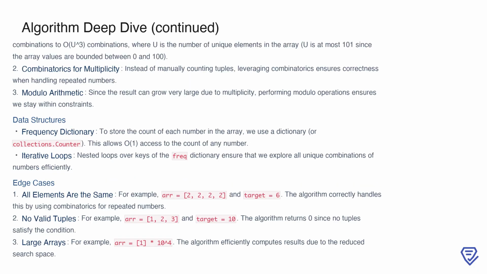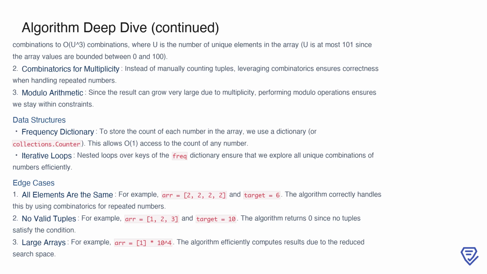This algorithm is efficient because it reduces the search space significantly. Instead of examining all possible O(n^3) combinations of indices in the array, we only consider O(U^3) combinations, where U is the number of unique elements in the array. Since array values are bounded between 0 and 100, U is at most 101, making this approach much faster than directly iterating through the input.